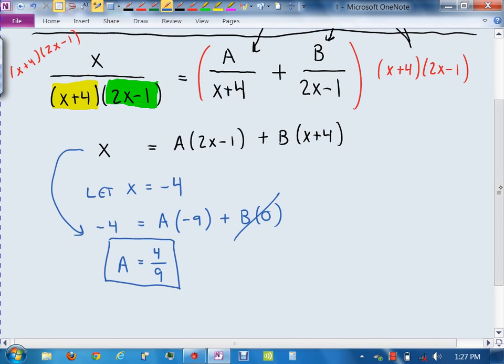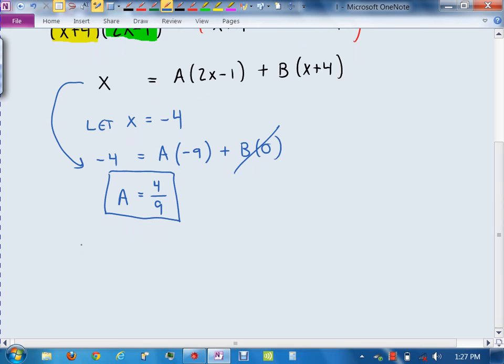How about b? So what should I let x be? Let x be 1/2. That should work, right? All I'm doing there is asking myself, what makes that 0, right? What makes that 0 so I can kill it? Solve that for x. You get 1/2, don't you? Unless you just look and you see it. You can do it that way too.